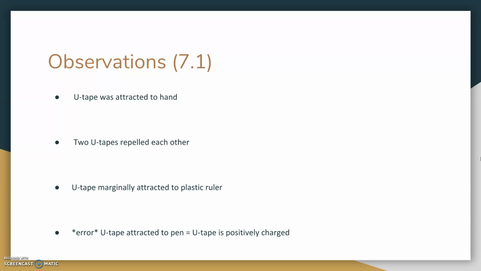So some observations that I found were that the U-tape was attracted to my hand, and when I had the U-tapes up against each other, I found that they repelled each other. The U-tape was marginally attracted to the plastic ruler, which I used to see how the U-tape interacted with a neutral object. And then I also found that the U-tape was attracted to the pin, and from the experiment we knew that the pin should have been negatively charged. So when I observed that the U-tape was attracted to the pin, I thought that the U-tape was positively charged. However, after the experiment, I found differently.